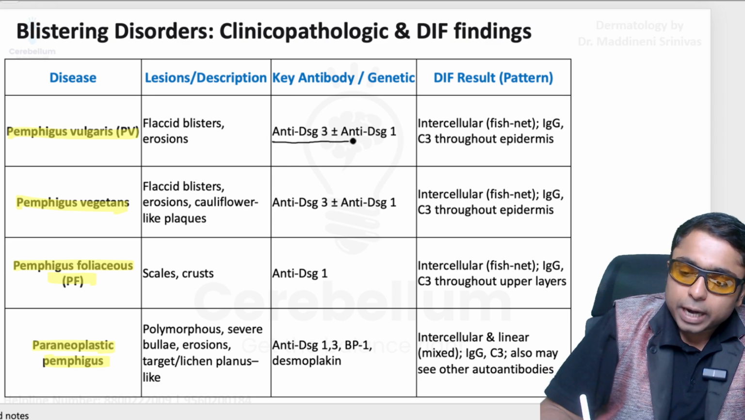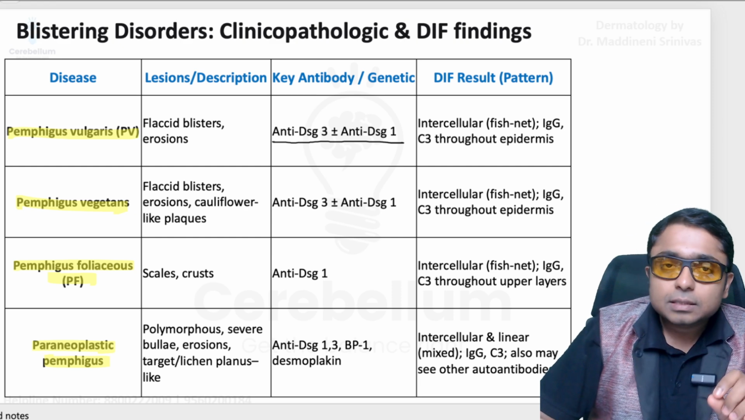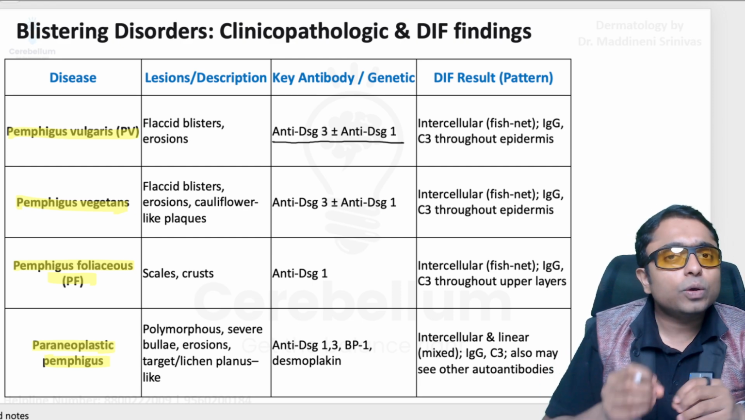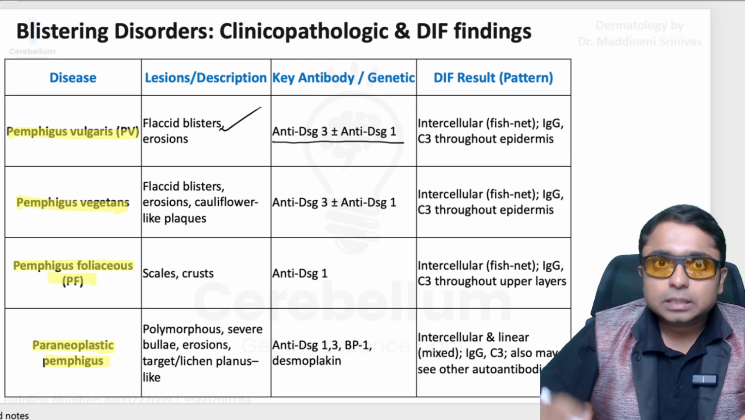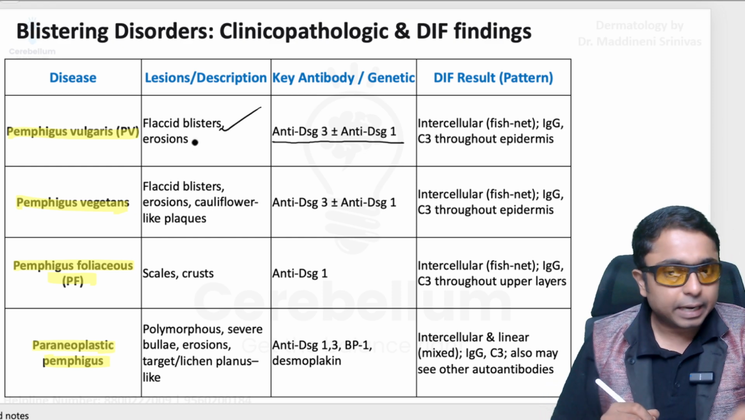So pemphigus vulgaris, remember, it is the most common type of pemphigus, and in this there are going to be autoantibodies against both desmoglein 3 as well as desmoglein 1, and this is the reason why the patients are not only going to have the flaccid blisters and erosions over the skin, but also even the mucosa can be affected in these patients.